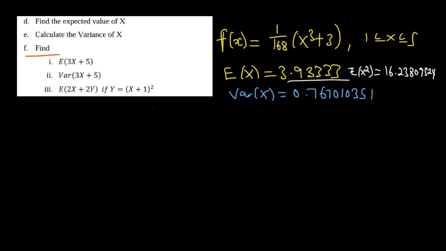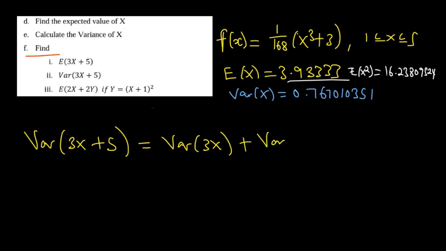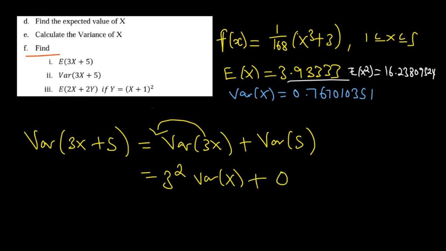And then the second part, where we're finding the variance of 3x plus 5. This one, be very careful. It will be the variance of 3x, and then plus the variance of 5. Now, when you want to factorize this number into the front, you always have to square it. So it will be 3 squared and then the variance of x. Now, the variance of a constant is always 0. So this will be plus 0. Variance of a constant is 0.